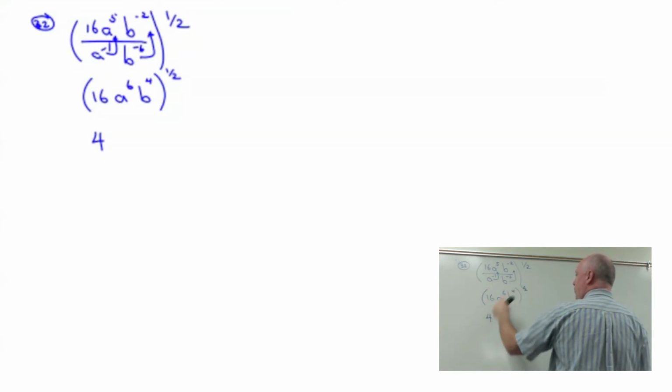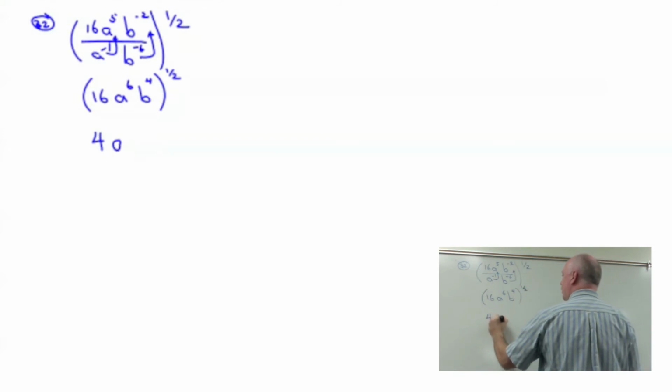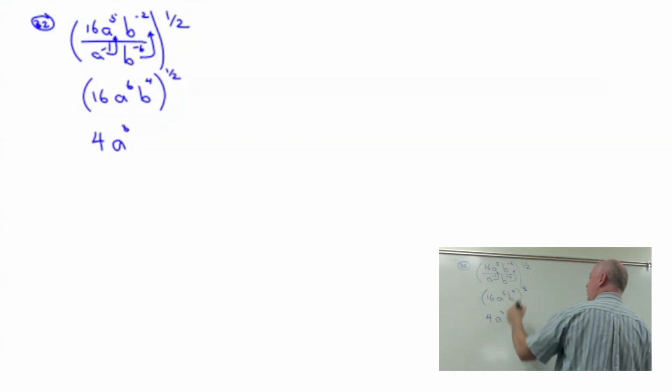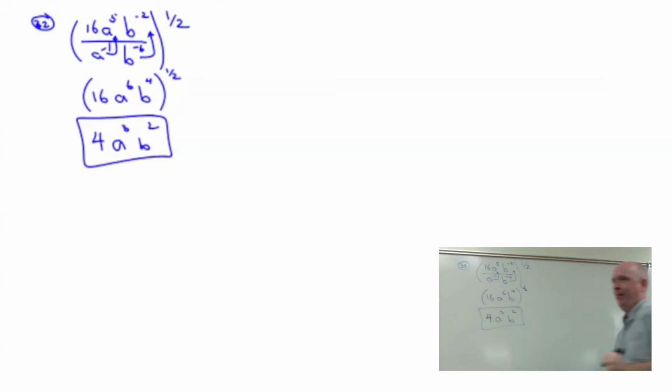So 16 to the half power is 4. A to the 6th power to the half power is a to the 3rd. And B to the 4th to the half is b squared. And there's your answer. Not that bad. It's actually pretty simple.